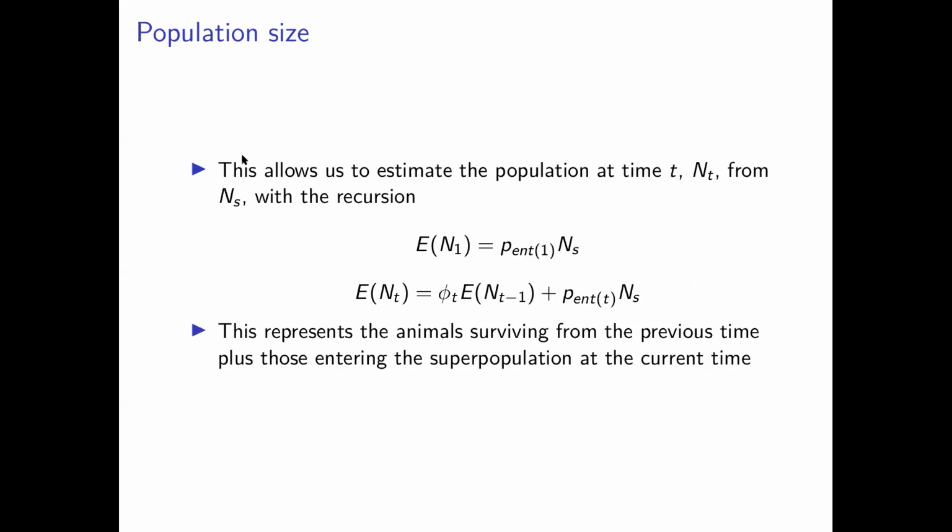So these are the proportions of animals entering the superpopulation on each occasion. So using the survival probabilities and the entry proportions, we can estimate the population over time from the superpopulation size using a recursion.